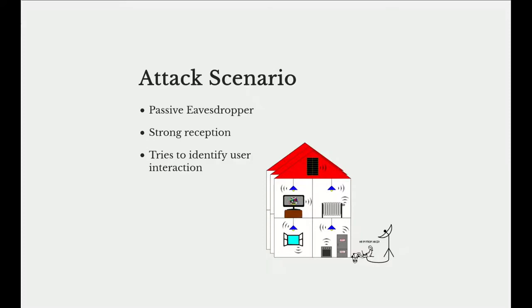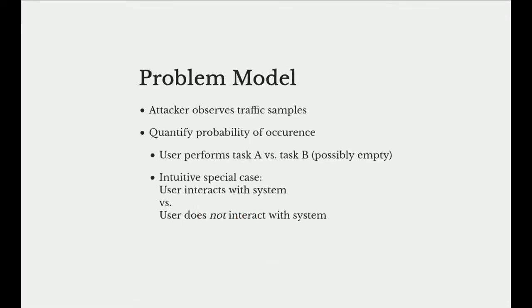And the goal is to identify user interaction, so to determine whether a user is currently interacting with the system or not. So to formalize this, we assume that the attacker observes traffic samples. So what they get is a list of, for example, timestamps, which may be annotated with any information that the attacker is able to see. For example, wireless channel information, maybe addressing metadata, whatever they might be able to see. The goal of the attacker is to decide whether a user is interacting with the system.